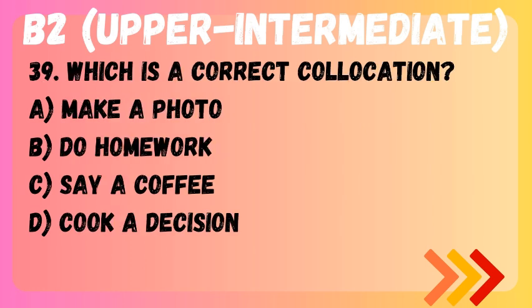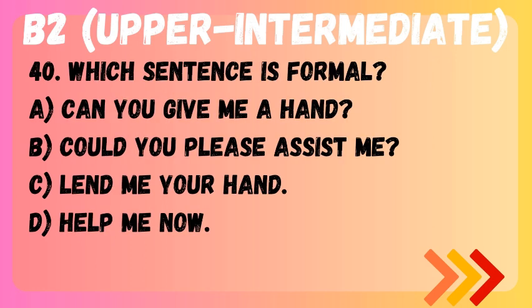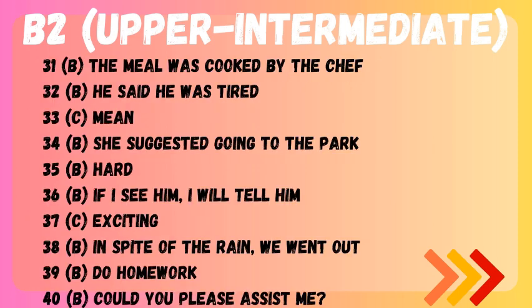39. Which is a correct collocation? A. Make a photo. B. Do homework. C. Cook a homework. D. Take a food. 5, 4, 3, 2, 1. 40. Which is the most polite request? A. Open the door. B. Could you please assist me? C. Help me now. D. Give me that. 5, 4, 3, 2, 1.